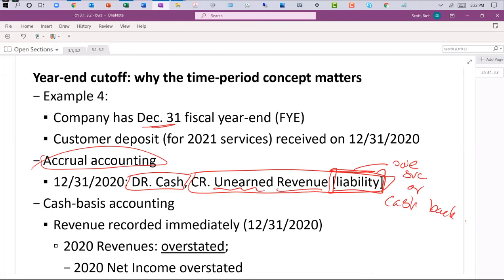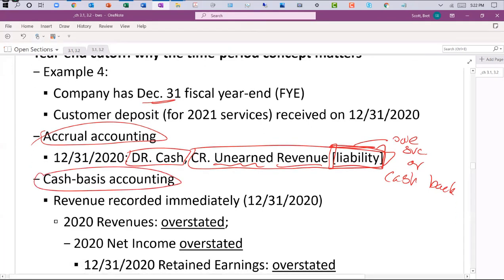So that's what unearned revenue represents, a liability for services to be performed or goods to be delivered in the future. If I'm cash basis, what's the wrong way of dealing with this? It means that I got cash on December 31st, 2020. I'm going to record service revenue, which is wrong because services aren't going to be performed for another 6 months. Nevertheless, a cash basis account would go ahead and record huge revenues.